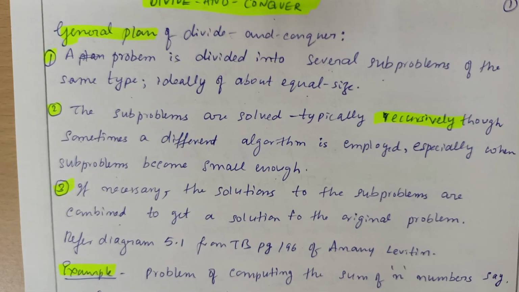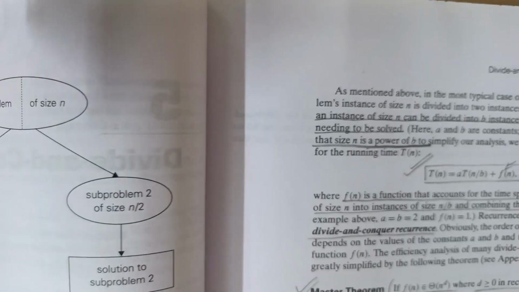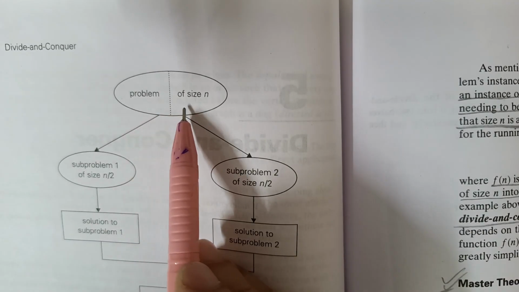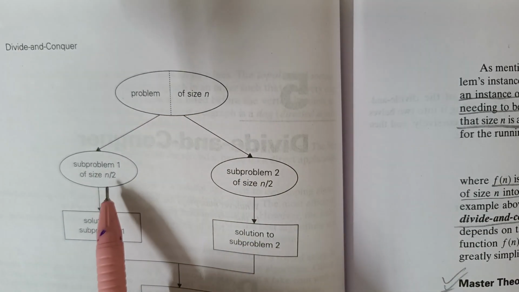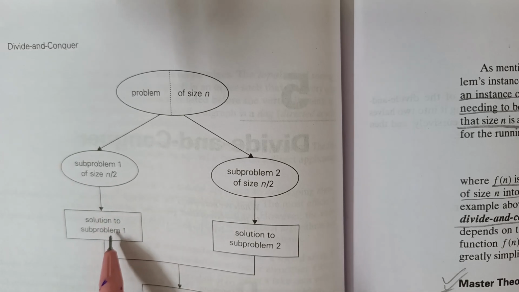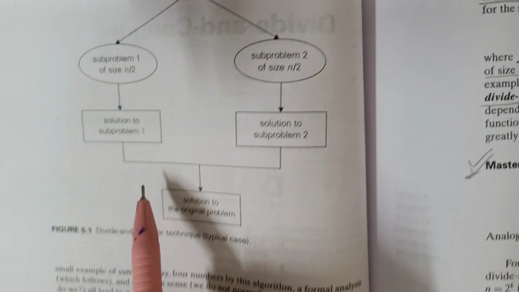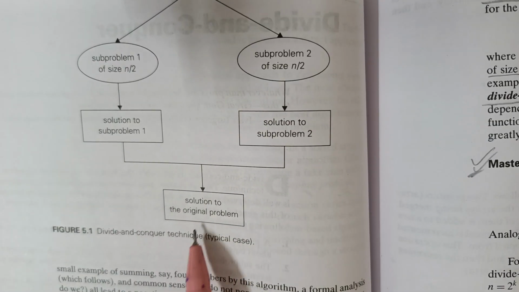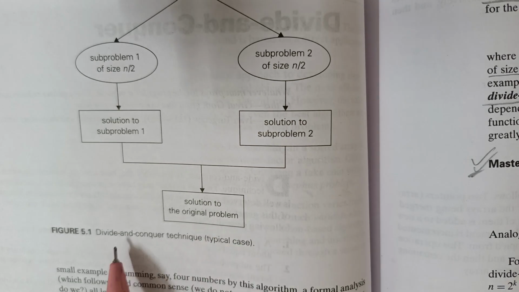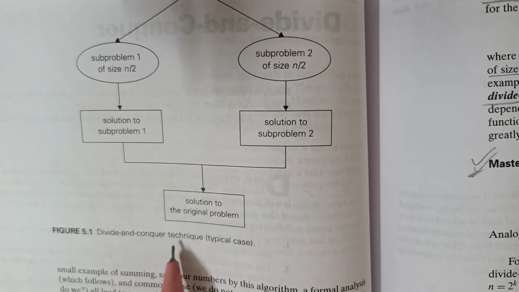If you see the diagram of how it works, we'll refer to the Anany Levitin textbook. The problem is of size n. We are dividing it into two splits of size n by 2, and independently, recursively, we are finding the solutions for these subproblems. And finally, we are merging them into one that gives the solution for the original problem. This is the design strategy of the divide and conquer technique.